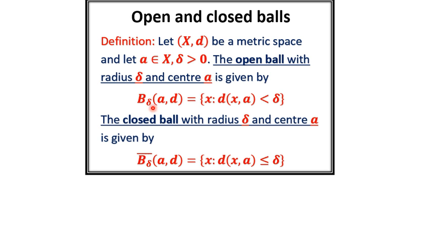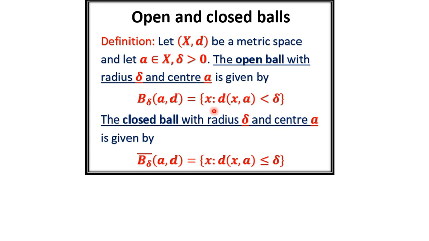And so what is this? This is a set of all elements within the metric space such that the distance from those elements to a is always less than delta. Similarly, we can define the closed ball with radius delta and center a. All we have to do is to replace less than with less than or equal to.